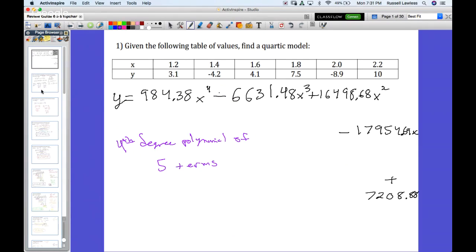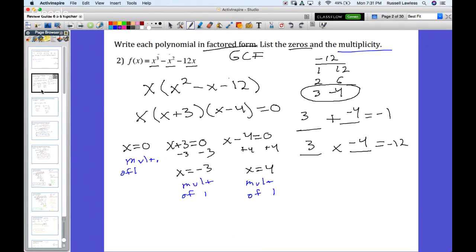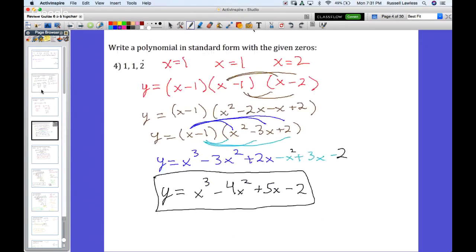If we classify some more, I'm just looking at ones that already worked out for us. Right here, if we classified this polynomial, this would be a cubic polynomial, because cubic comes from the degree, and then 4 terms, because there's only 4 terms that are there.